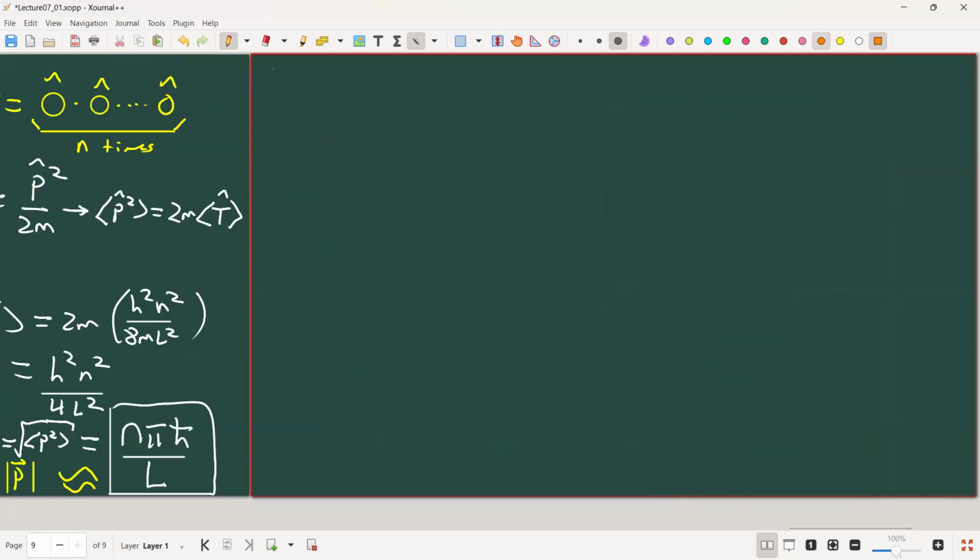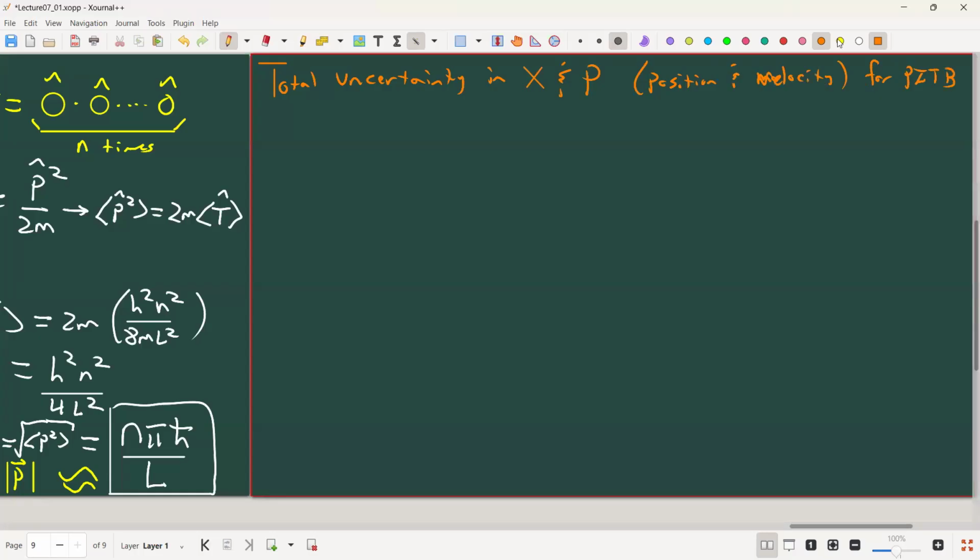All right, so what I want to think about is the total uncertainty in X and P, which is effectively position and momentum, or sorry, velocity, for a particle in a box. And so we have two measurements.